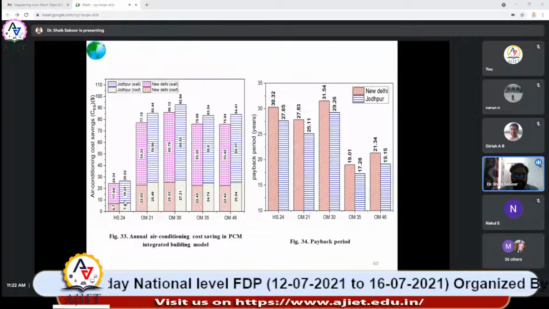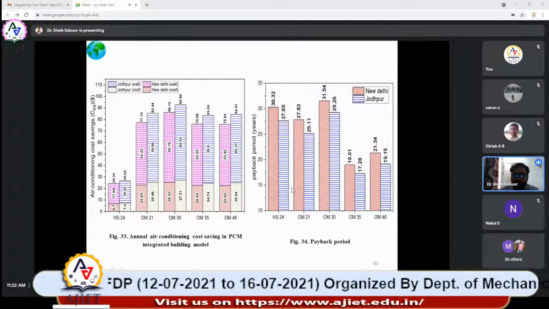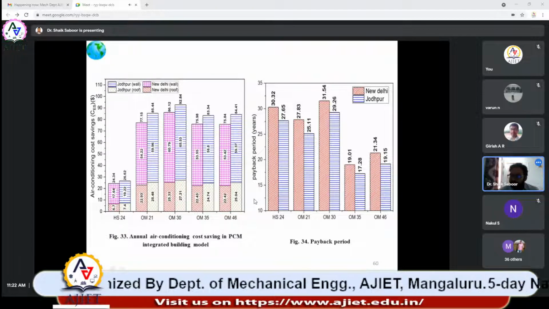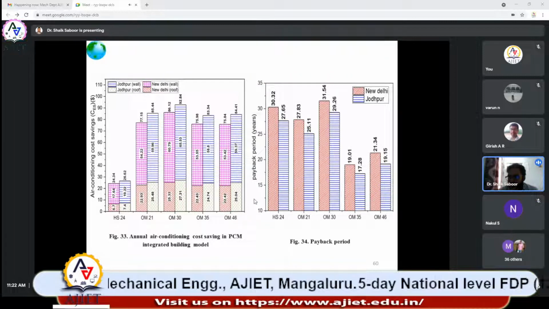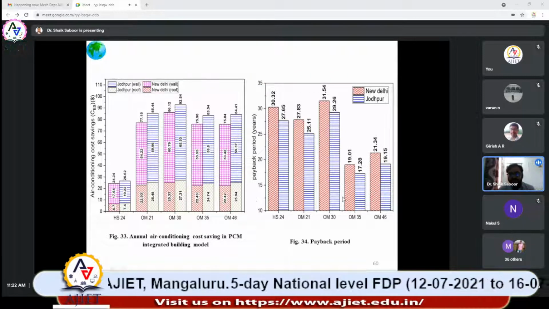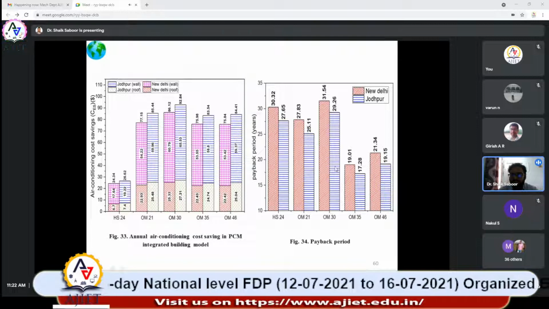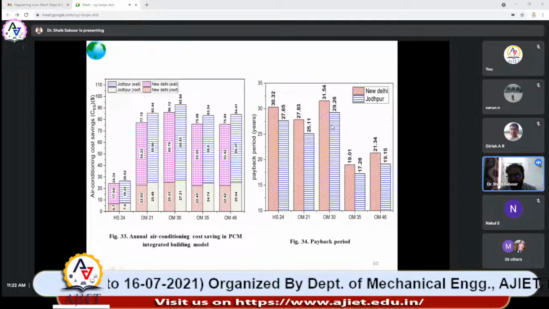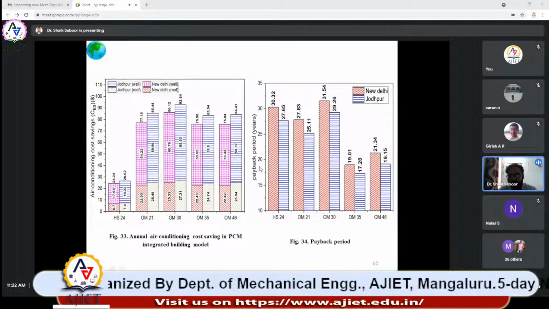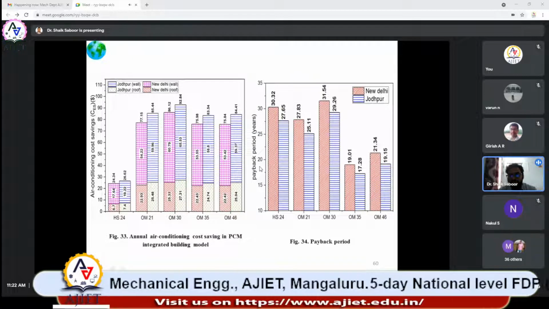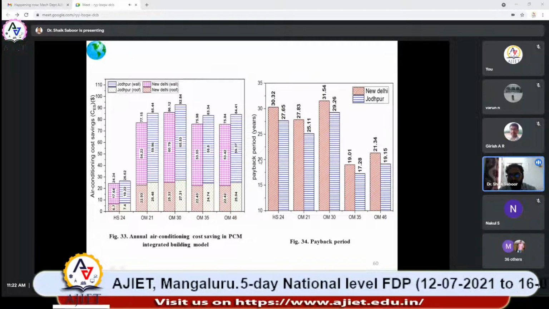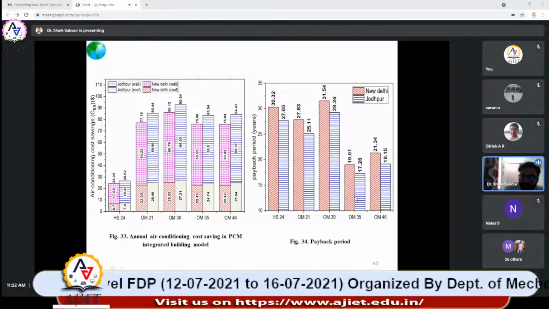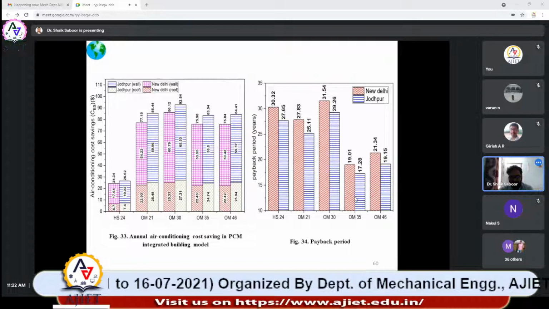So payback period, as you know, we need to include the initial cost of the PCM as well. So PCM cost varies from PCM to PCM, that also we have to take into consideration, okay. So here payback period is highest for OM30 because of its high initial cost, okay. If you take the payback period into consideration, payback period should be as low as possible, okay. So OM35 is the best from the payback period aspect, okay.